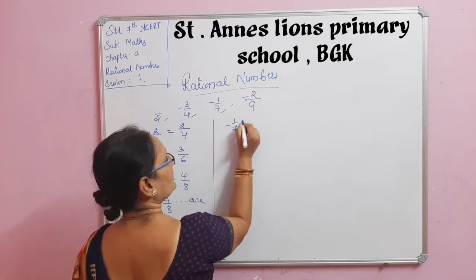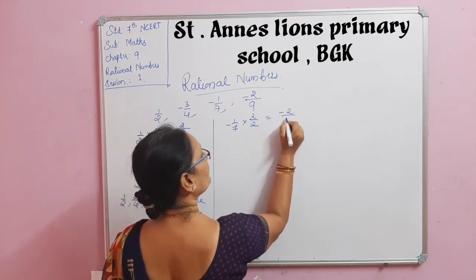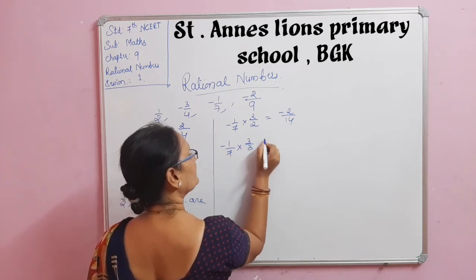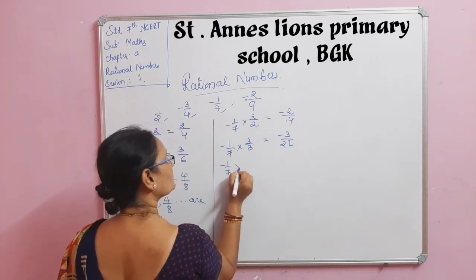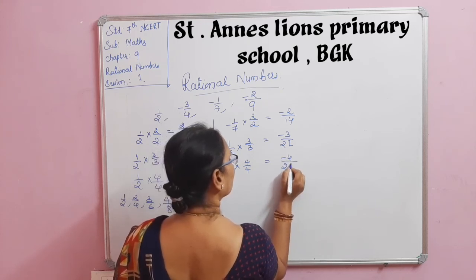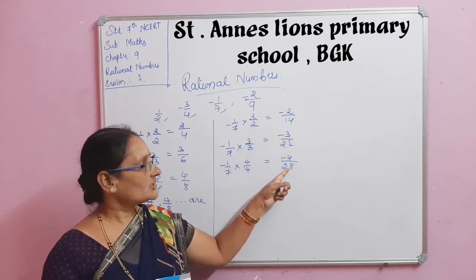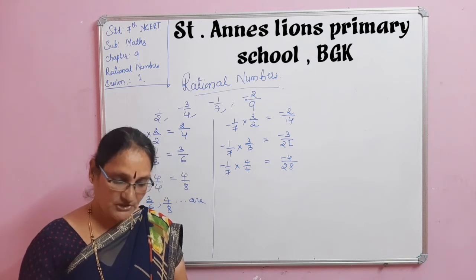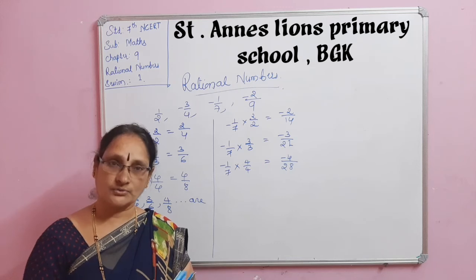The same way we can write the equivalent rational numbers for minus 1 by 7 also. Minus 1 by 7 into 2 by 2 is minus 2 by 14. Minus 1 by 7 into 3 by 3 is minus 3 by 21. Minus 1 by 7 into 4 by 4 is minus 4 by 28. Like this you go on writing. These are all called equivalent rational numbers. This is the method of writing equivalent rational numbers, and this is the introduction that I wanted to give.